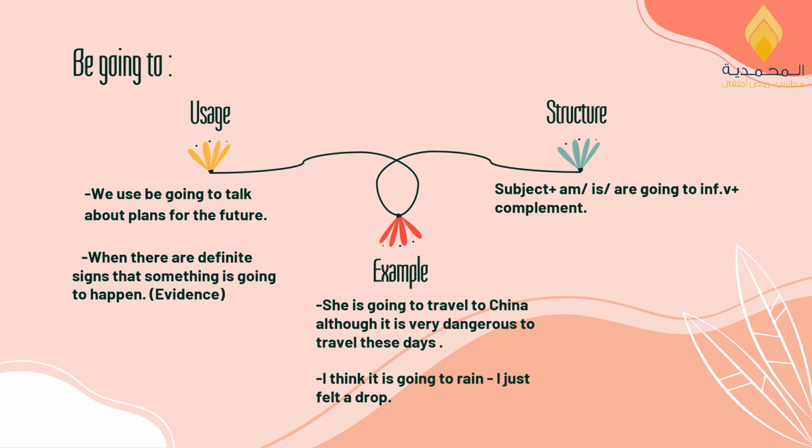Take a look at these examples. She is going to travel to China, although it is very dangerous to travel these days. So she has already made a plan and she has already decided to travel to China. So she made the decision before the moment of speaking. So we used is going to travel.